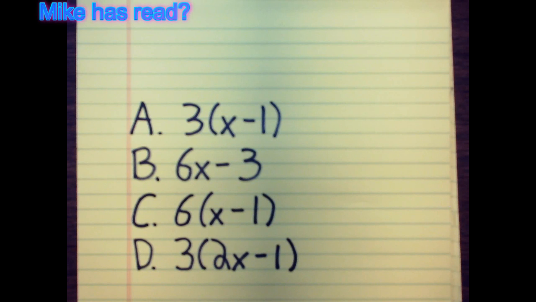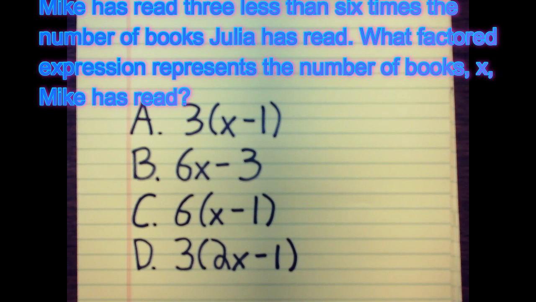Alright, ladies and gentlemen, this video will help us with week 1, day 1, problem 5 of our FSA review packet. Okay, this question says Mike has read 3 less than 6 times the number of books than Julia has read. What factored expression represents the number of books X that Mike has read?